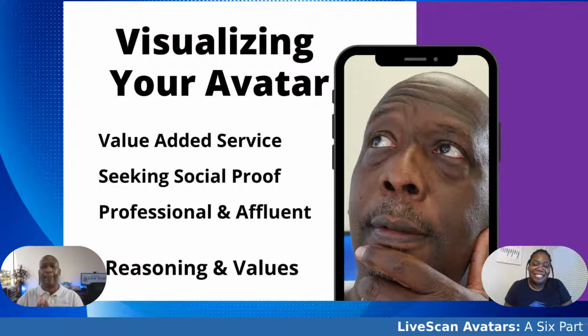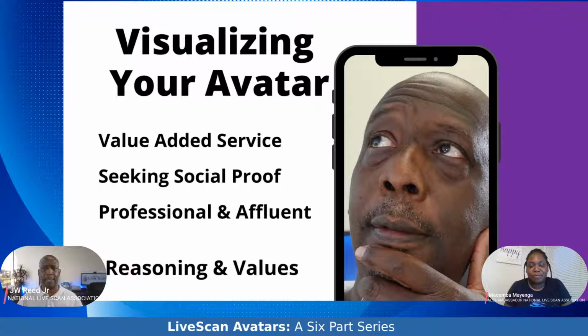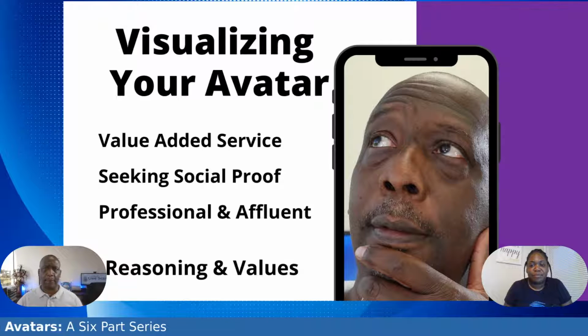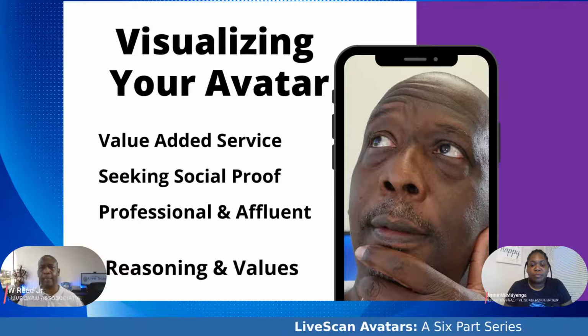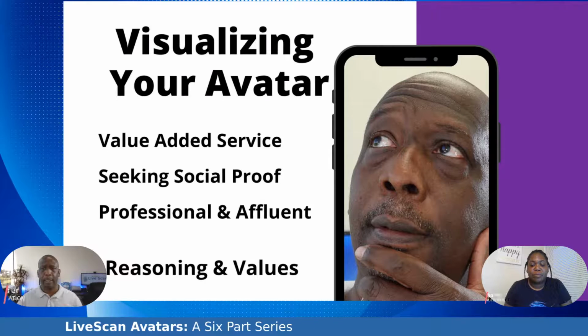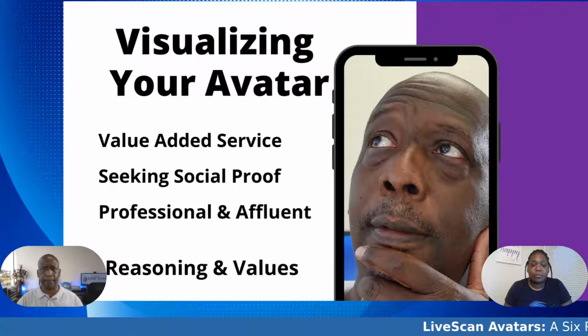But our avatar is those folks who appreciate the extra value services we bring to the table. We have a nice big fancy couch in the office. We have coffee and tea, hot chocolate, water, fun things like that. There are different types of coffee drinks. Just push a button, it comes out. They're happy with that. That's extra value service we bring to our clientele. They seek social proof. We have very good ratings on our Google business listing about the service we provide to the customer.